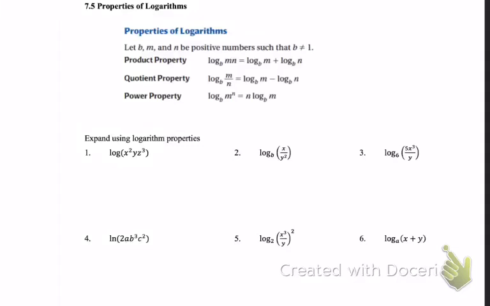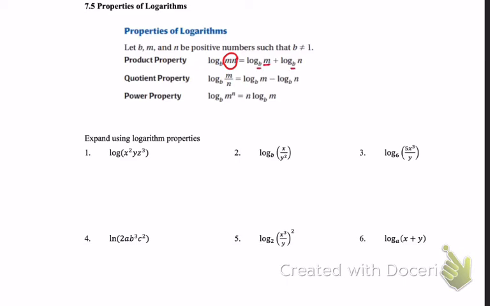So 7.5 is properties of logarithms. And there are three main properties that you'll want to have memorized. The first one is a product property. Anytime that you have two terms inside of a logarithm, you can split those up. They'll have the same base.